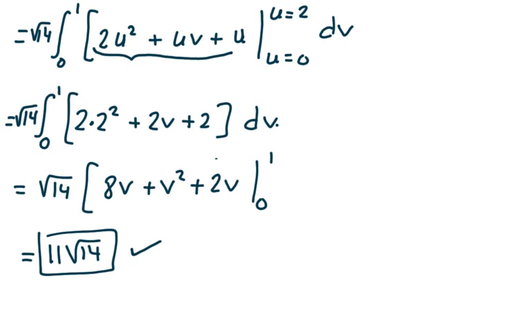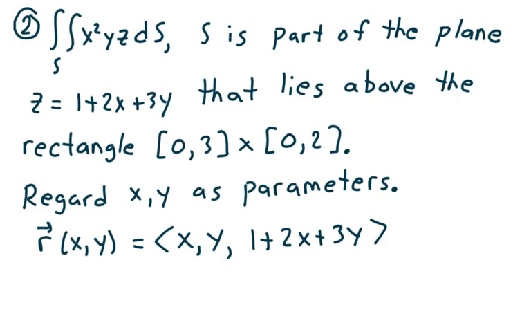Okay, so that's example 1. Let's take a look at example 2. Suppose we have the double integral over S of x squared yz dS, where S is part of the plane z equals 1 plus 2x plus 3y that lies above the rectangle [0, 3] cross [0, 2].